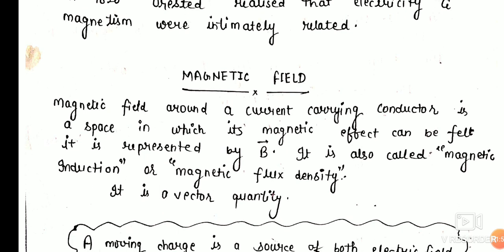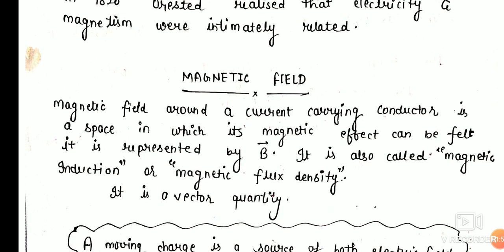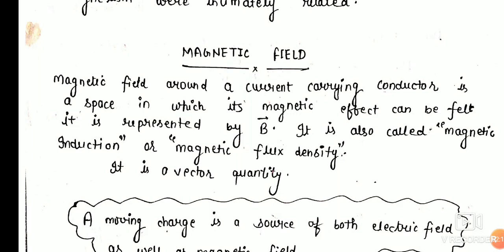It is represented by capital B because it is a vector quantity. That's why we put a vector sign upon the alphabet B. It is also called magnetic induction or magnetic flux density.